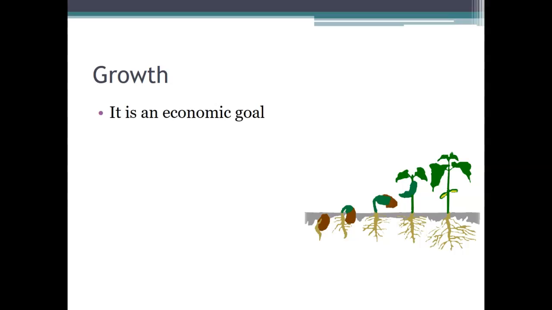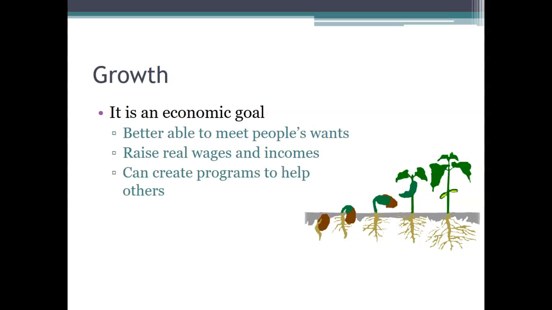So economic growth, why is it important? First off, it's an economic goal, a pretty standard one for most countries. That's because you're better able to meet people's wants, meaning you move away from the needs and you can actually go to the wants. Do you want food or do you want your choice of food? Do you want clothes? Do you want your choice of clothes? Or whatever else it might be.